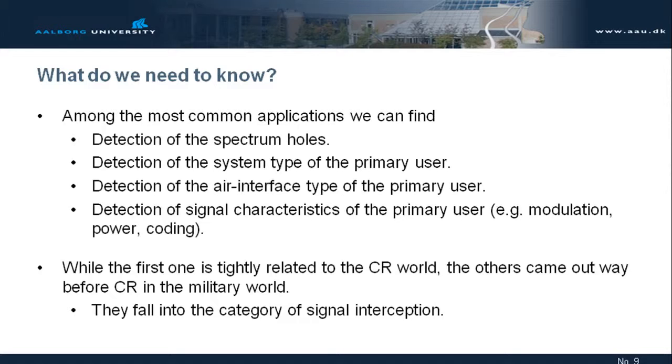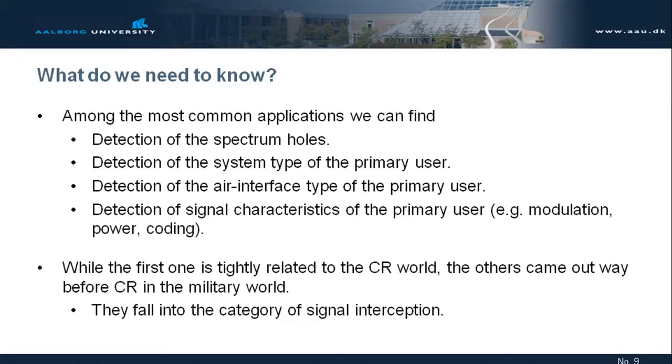While spectrum holes is really the first cognitive radio idea, the rest was kind of imported into cognitive radio from the military world, from a field called signal interception, which is a fairly old field. We are talking about something that started in the Second World War, and the first interesting papers are from the 60s and then the 80s.